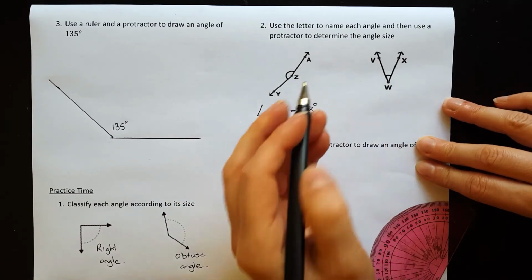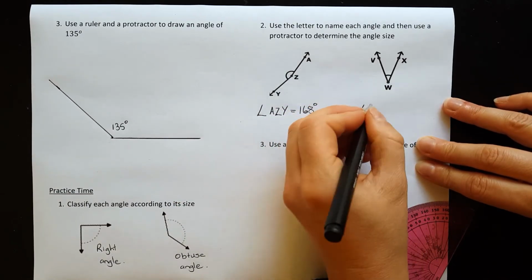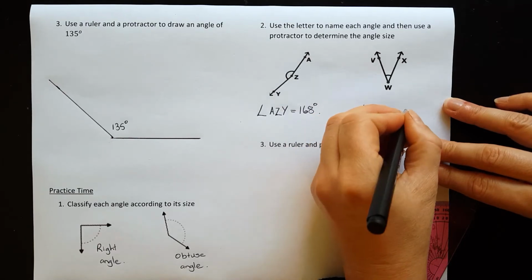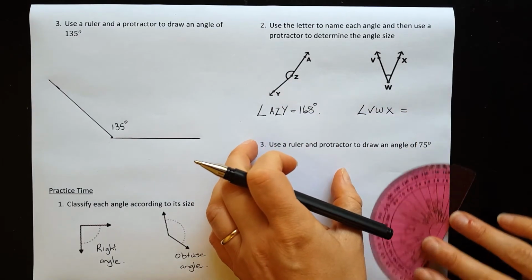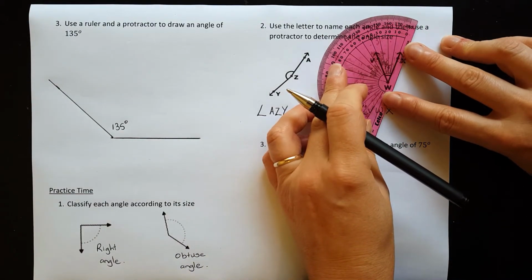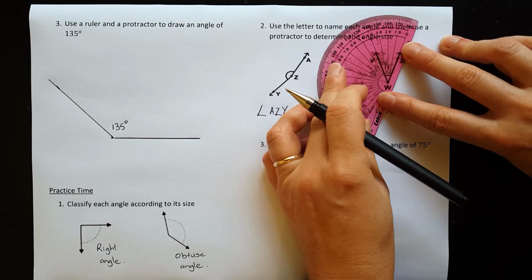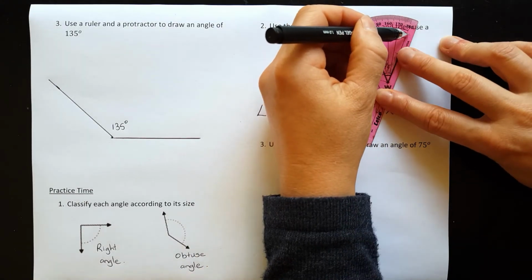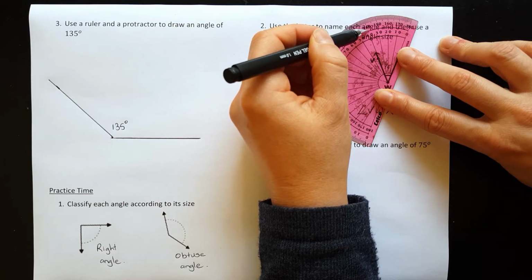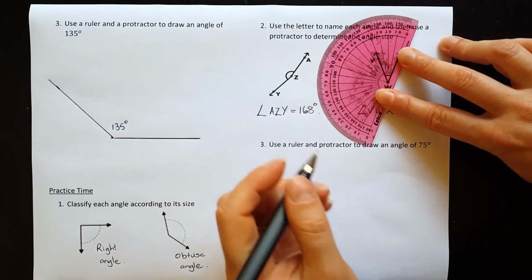Okay, this angle here, we'll call that angle VWX. How big is angle VWX? Let's put the protractor on there. Line everything up. The 0 starting here, coming around, and we're right on this line, which is 40 degrees.